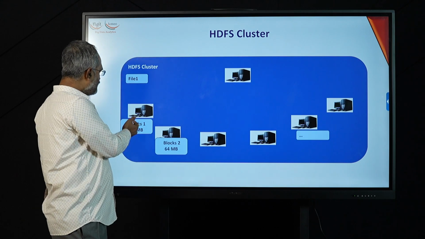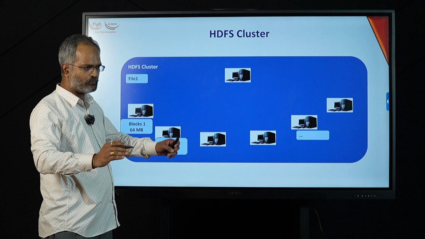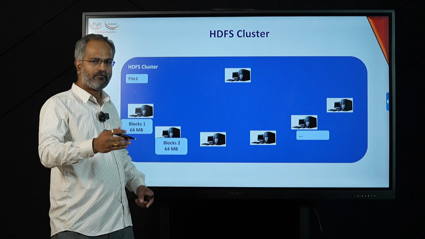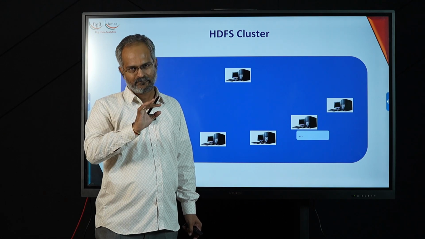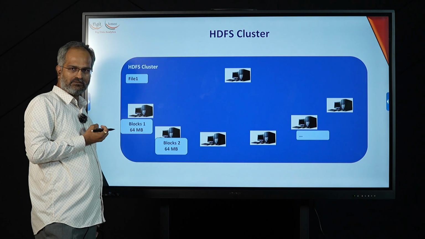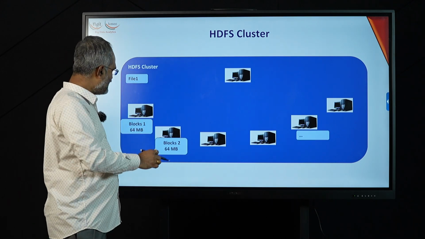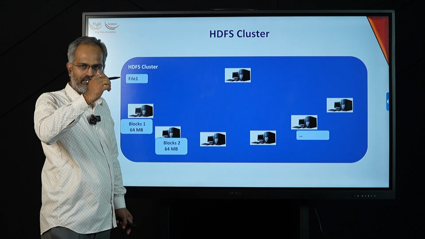Now we have file 1, block 1, block 2, block 3, and so on. This is okay. Now I have file 2. File 2 will also be divided into block 1, block 2, block 3. Now if you want to get the data from file 1, who will tell which block is related to file 1 and which block is related to file 2? Who will tell that?